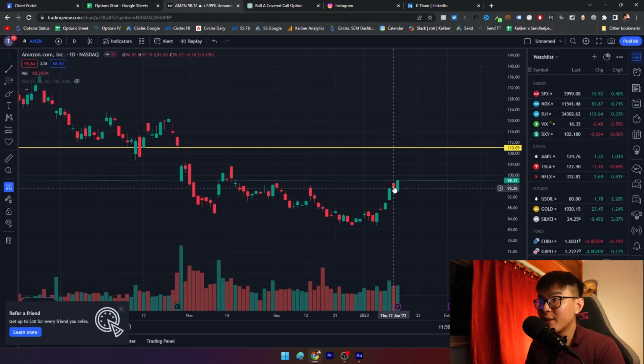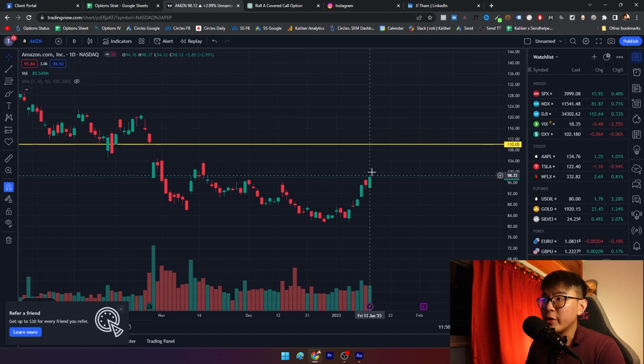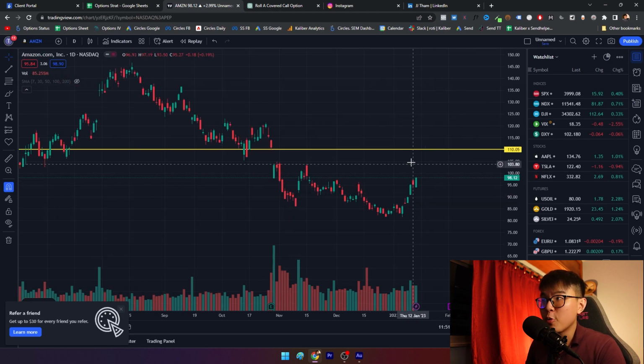However, right now, the price of Amazon is approaching 110. I'm a little bit afraid that Amazon will reach 110 by 17th of February. This is a classic example of a situation where you want to roll your options, because I don't actually want to sell my Amazon stocks away. I believe that the stock price will go much higher than 110, and that's why I want to keep my stocks as much as possible.